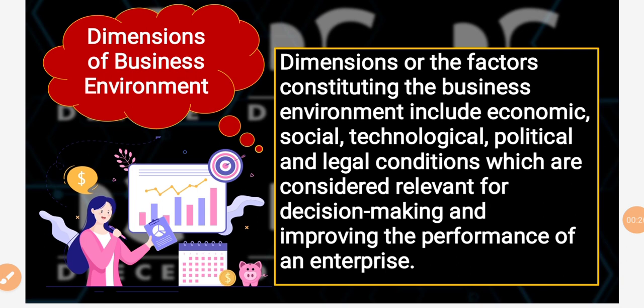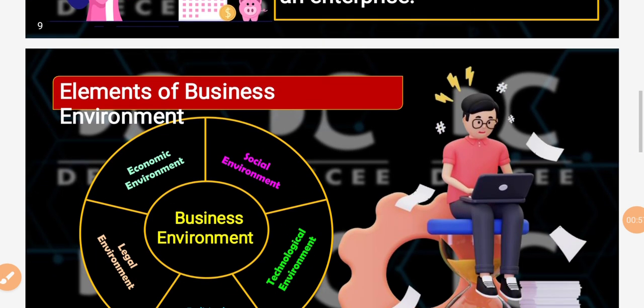Now when we talk about the general factors, we have to discuss five components: economic dimension, social dimension, technological dimension, political dimension, and legal dimension. All these components are part of general forces, and these general forces are going to impact all the businesses of the same category. Now in this video we are going to discuss all these five dimensions in detail one by one.